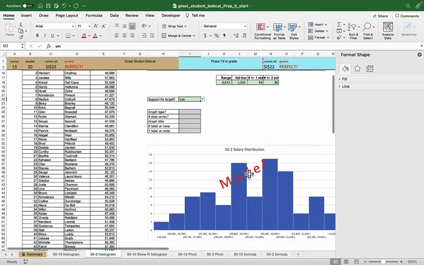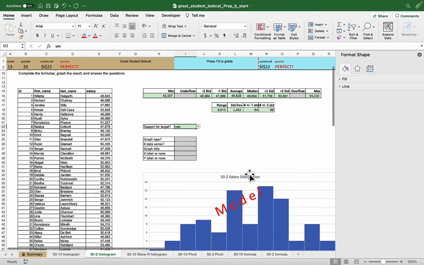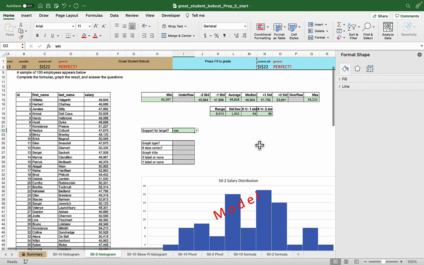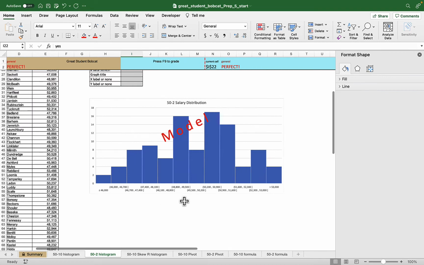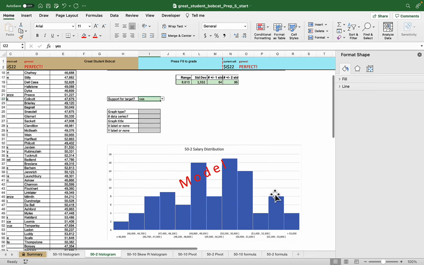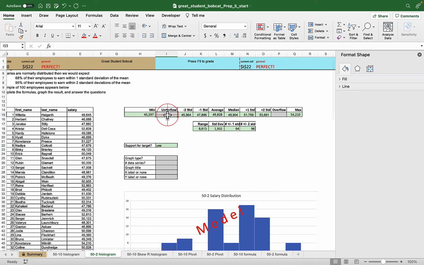Now, let's finish filling this out with the underflow and the overflow. So for that, we actually have to look at it. So this looks like 46,000 as the underflow and 53,000 as the overflow. Looks like it's a formatting thing.